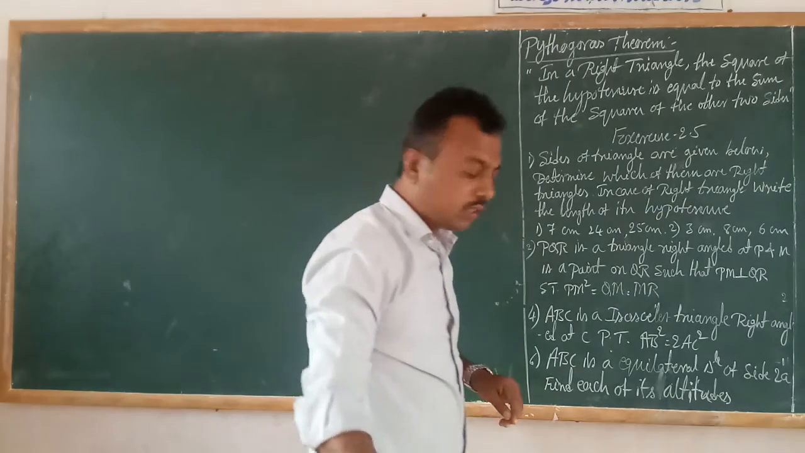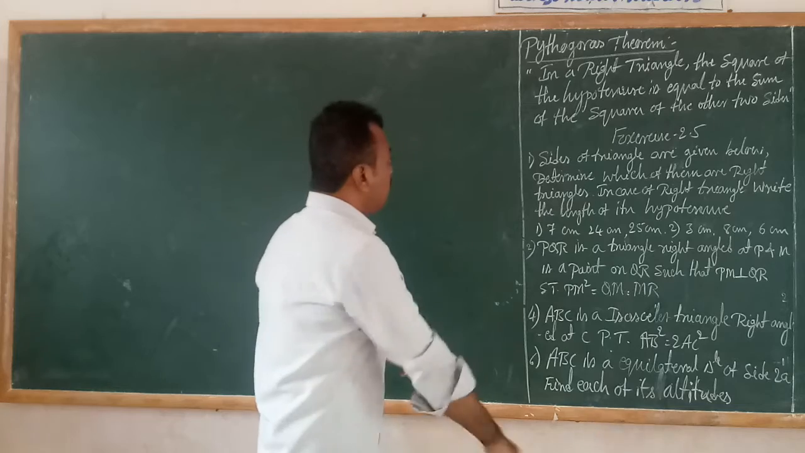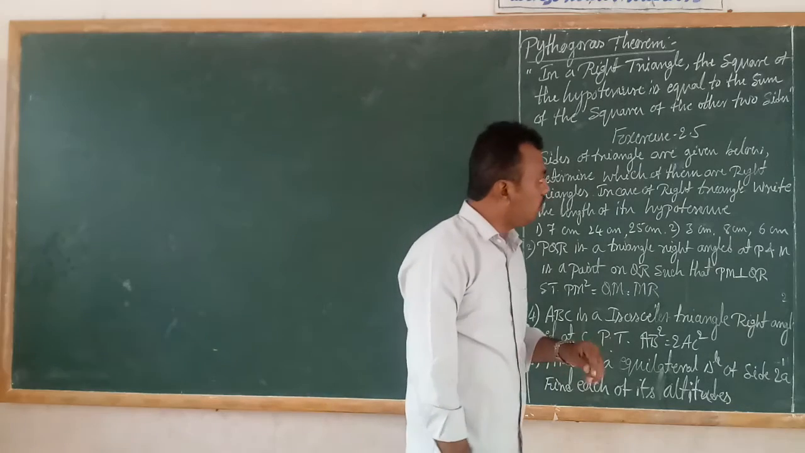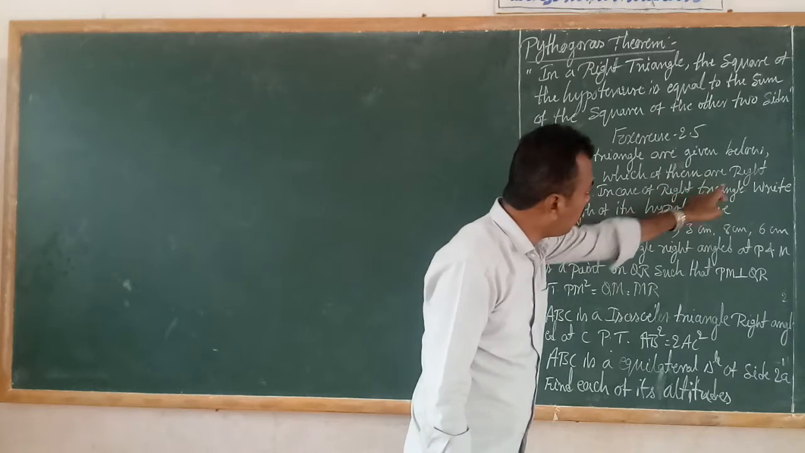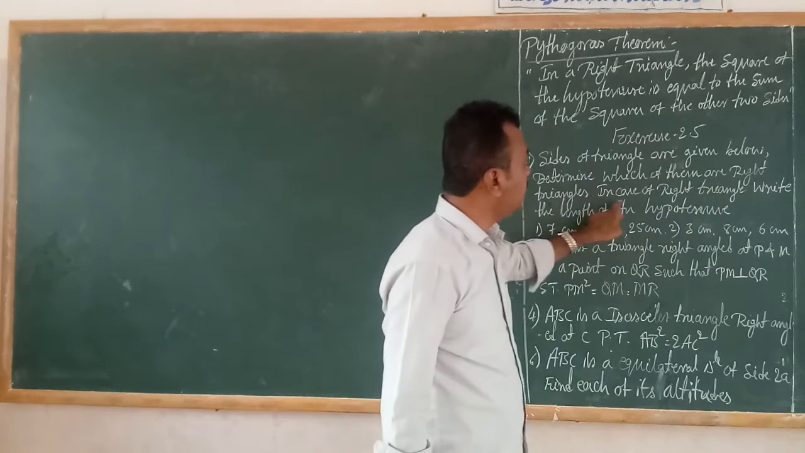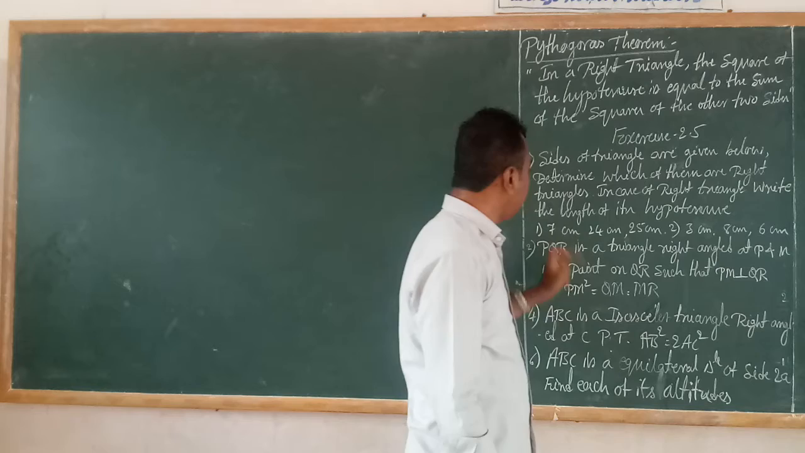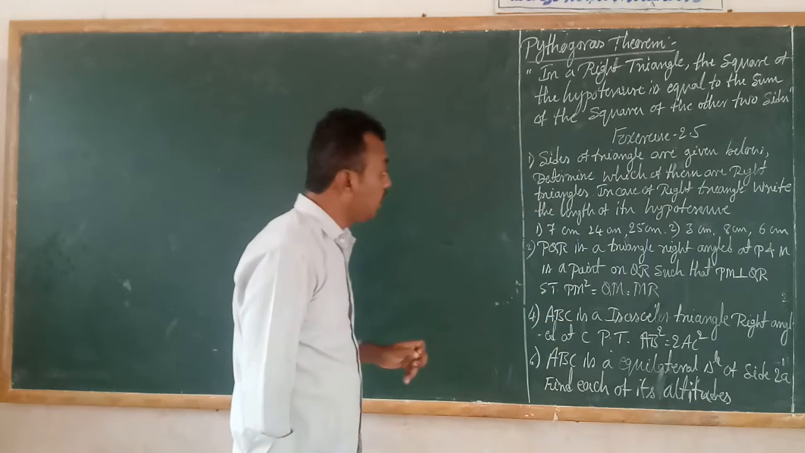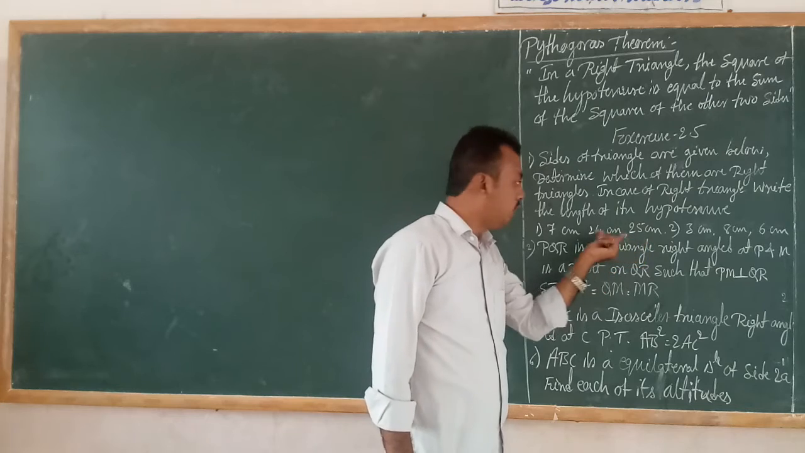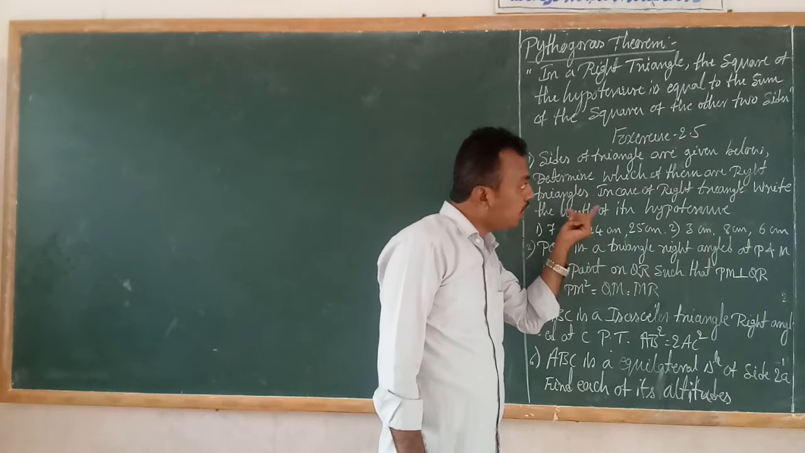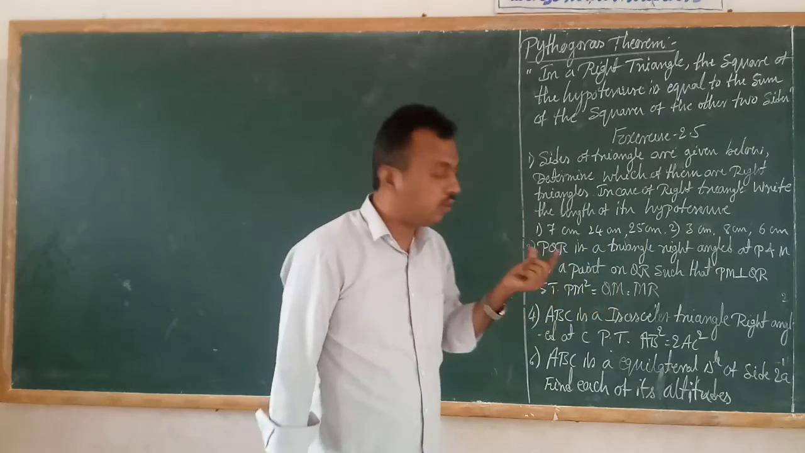What is the question, exercise? First question. Sides of triangles are given below. Determine which of them are right triangles. In case of a right triangle, write the length of the hypotenuse. See, they are given the sides. These sides are the right angle triangle sides. We have to check it.